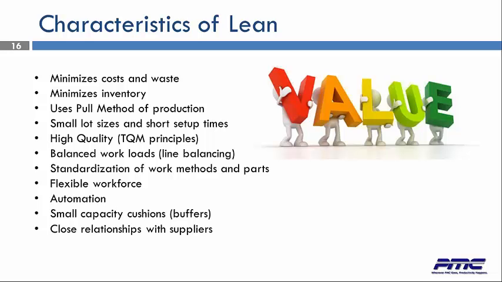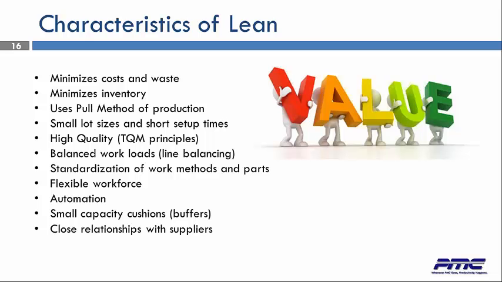It uses small lot sizes, short setup times. It has high quality, uses total quality management principles, balanced workloads, line balancing. It also has standardization of work methods and paths. It has a flexible workforce. Most of the high-end production plants would go to automation, which improves efficiency, and has small capacity cushions. There are no buffers in a lean system, ideally. And they have close relationships with the suppliers so that they can get the product whenever they need.